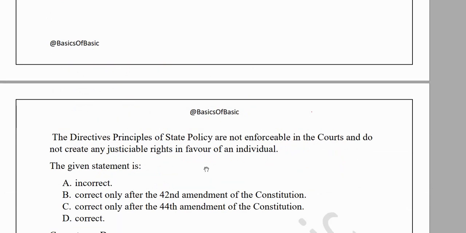The directive principles of state policy are enforceable in the courts and do not create any justiciable rights in favor of any individual. The given statement is correct. So see, for those who don't know what is DPSP, the constitution consists of several DPSP, which says you have to consider these things. These are the welfare things for the people of India. So you have to consider these things while making a law.